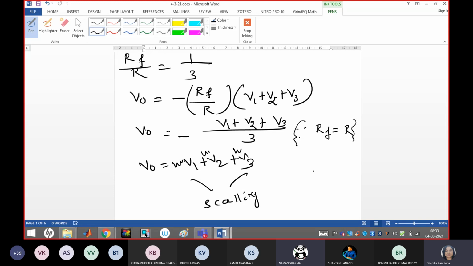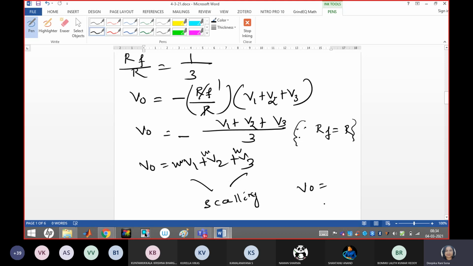See, in this equation the 1 is cancelling out. Generally, when you write the average of anything, what will you write? RF by R equals 1 by 3, right? From that only we have proved that. That is also the weight only. You should know that the definition of the averaging amplifier is the average of all the applied input voltages. It is not only 3, it may be Vn actually.